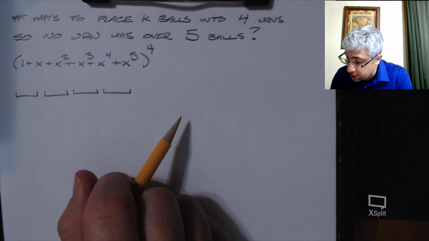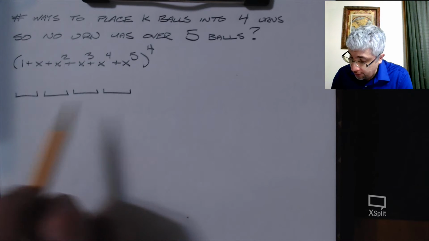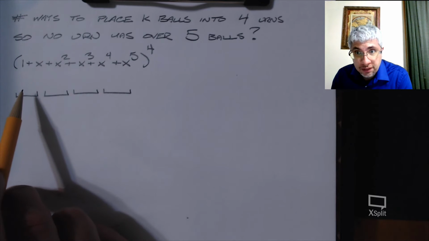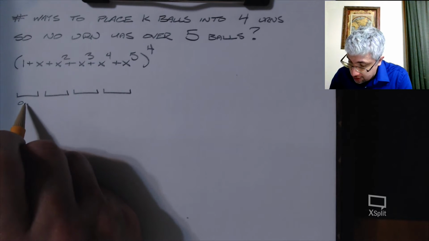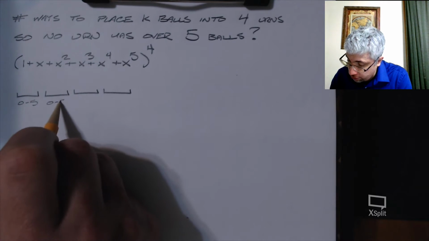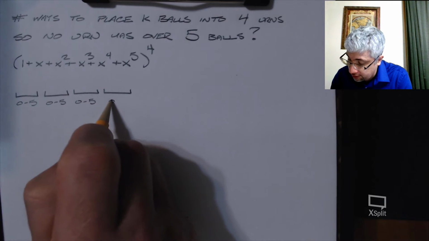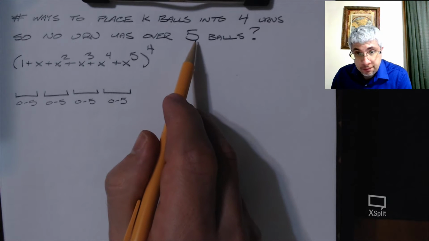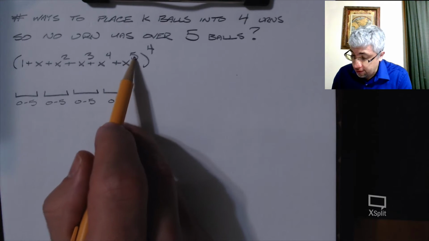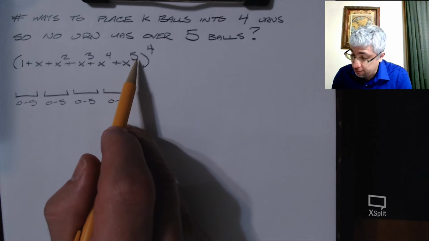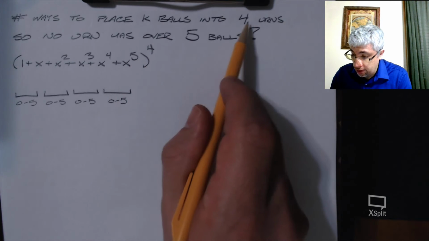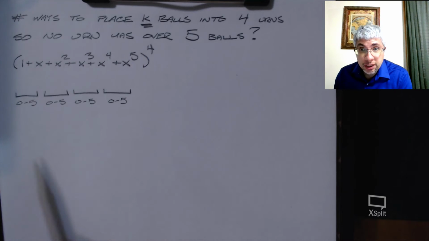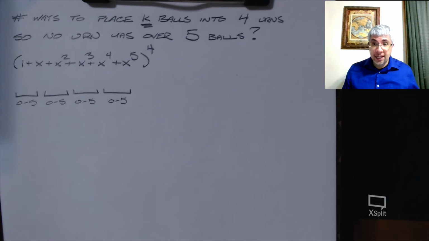and when I'm trying to expand this, I have to make a choice whether I'm going to take 0, 1, 2, 3, 4, or 5 x's from the first part. So this is 0 through 5, 0 through 5, 0 through 5, and 0 through 5. And this will ensure me that no urn has over 5 balls because this only goes up to 5. And this is going to give me the 4 for the number of urns. And for the k, I just look at the coefficient of the term with k in it.